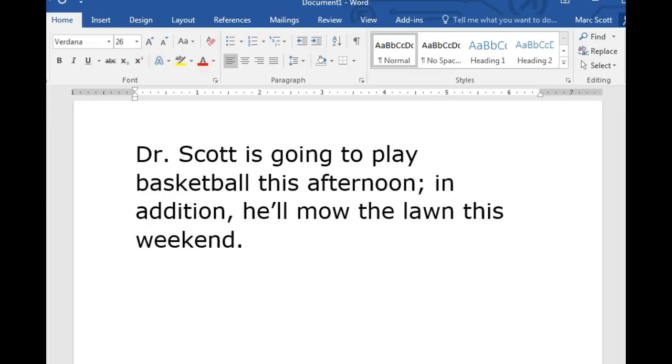So integrate these into your writing, please, so that it gives us a break from reading really short and choppy sentences. If you got questions, make sure you email me.